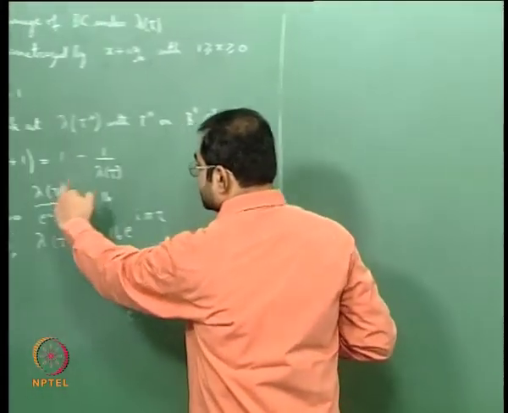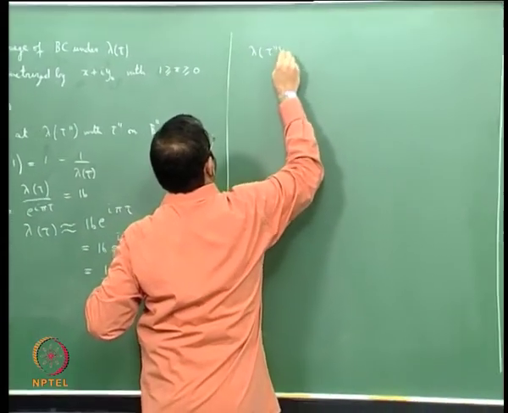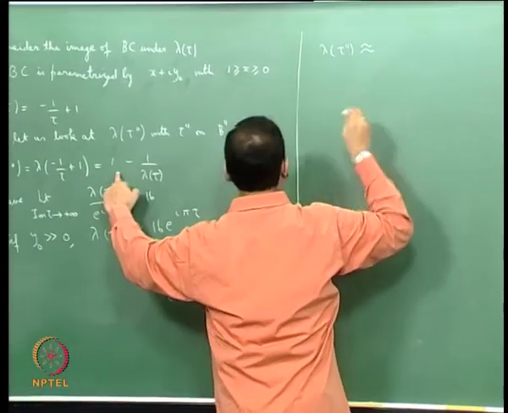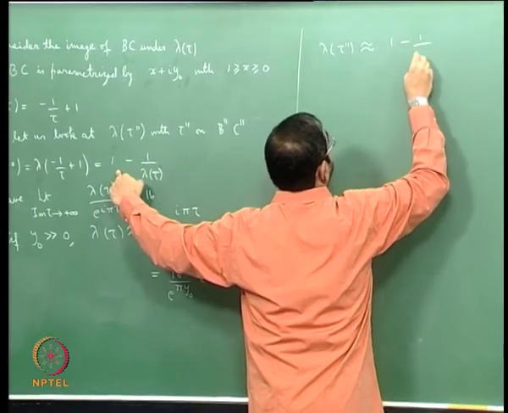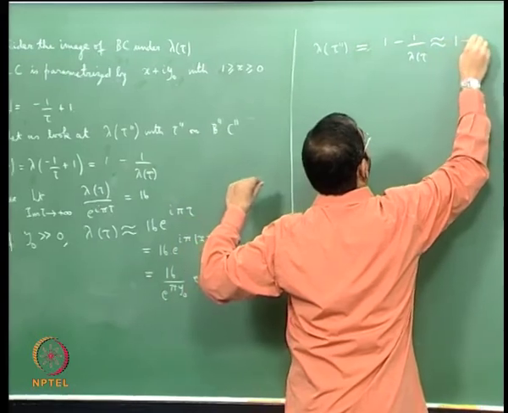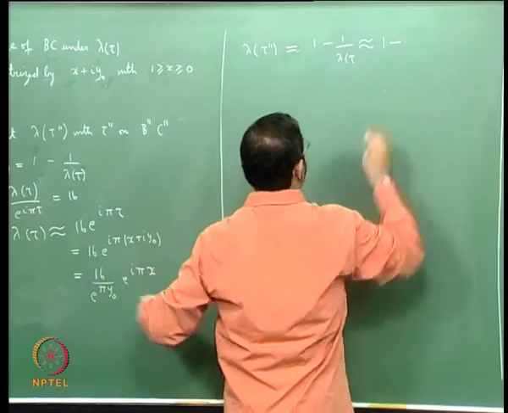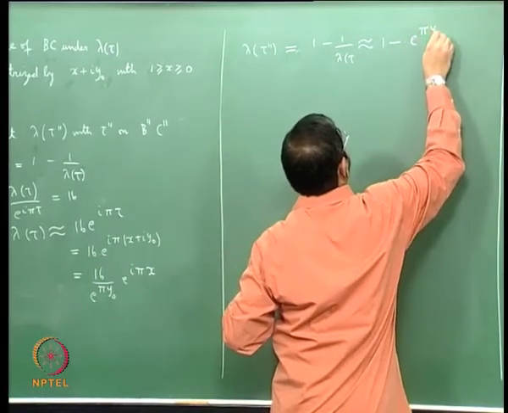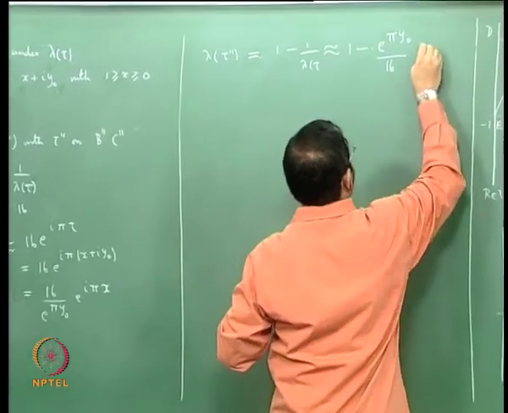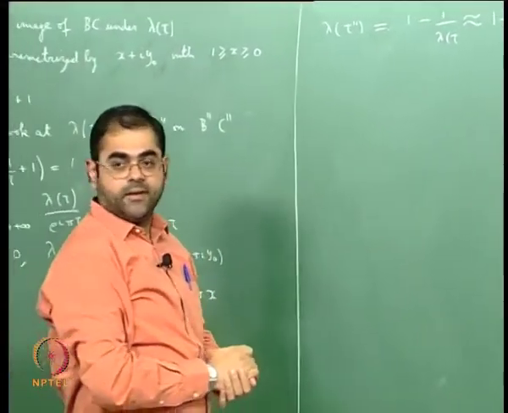So you see, I want to calculate what is lambda of tau double prime. Lambda of tau double prime will be approximated to 1 minus 1 by lambda of tau, and that is approximated to 1 minus, well, I will get the reciprocal of this, so it is going to be e power pi y naught over 16, into e power minus i pi x. This is what I will get.